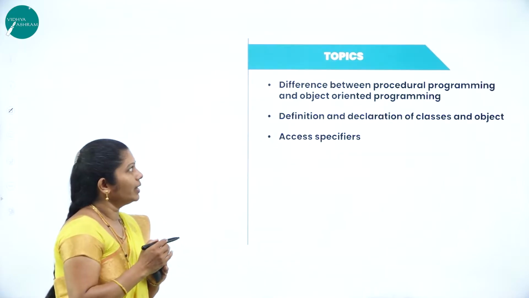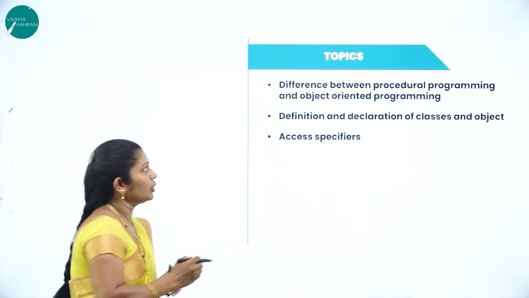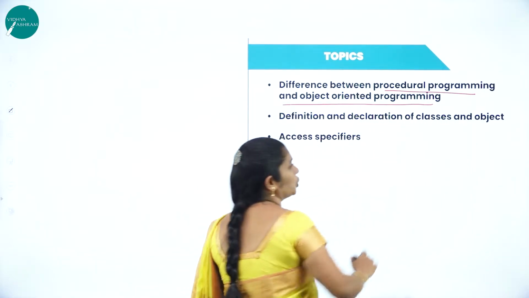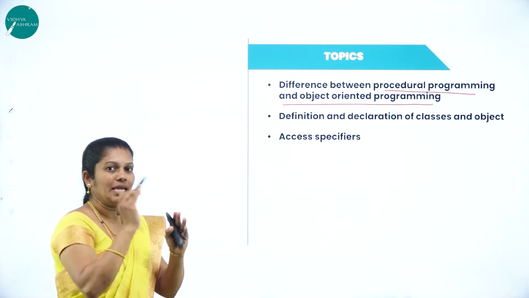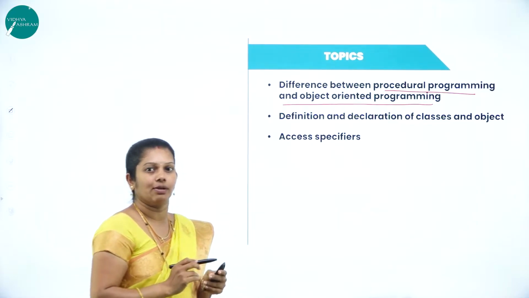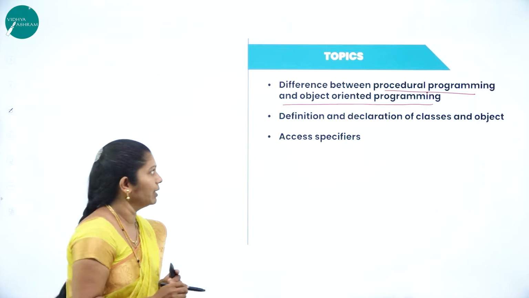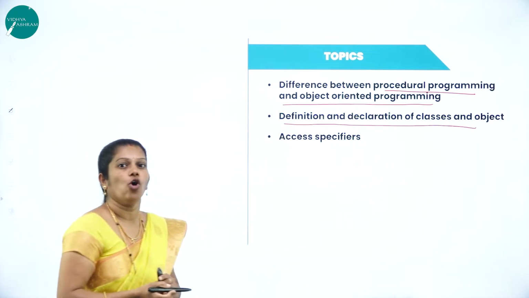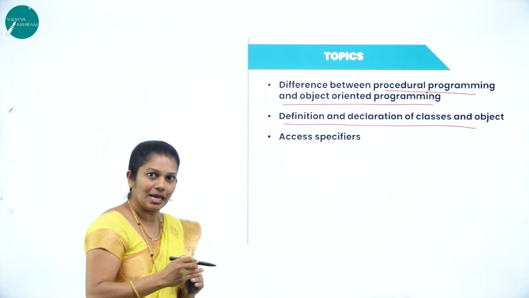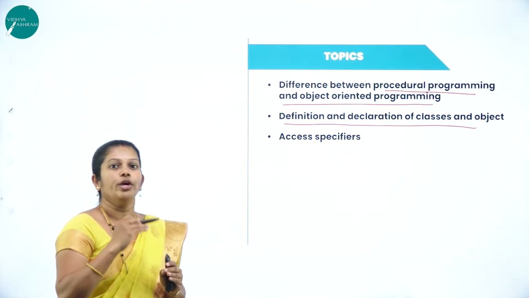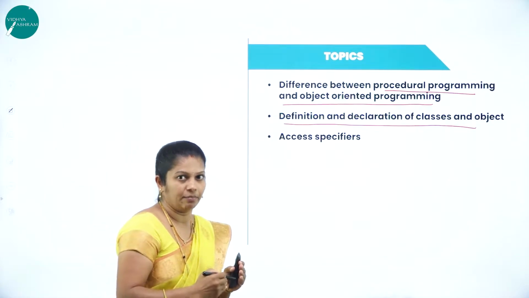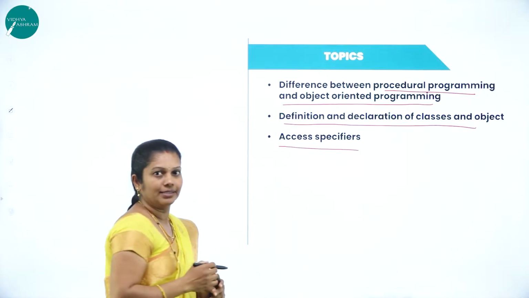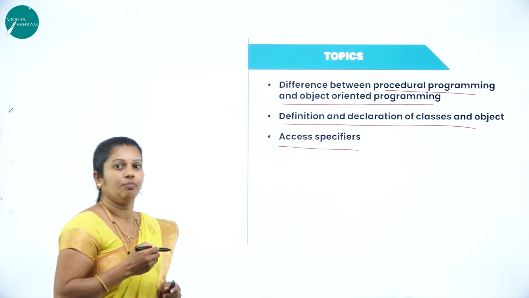for 5 marks. In this class, you will come to know the difference between procedural programming and object-oriented programming. What are the major differences between procedural as well as object-oriented programming? Then the definition and declaration of classes and objects. How to declare a class, how to declare an object, what do you mean by data members, what do you mean by member function, what do you mean by access specifier. Regarding that, today you will come to know. Now, one by one we'll discuss.